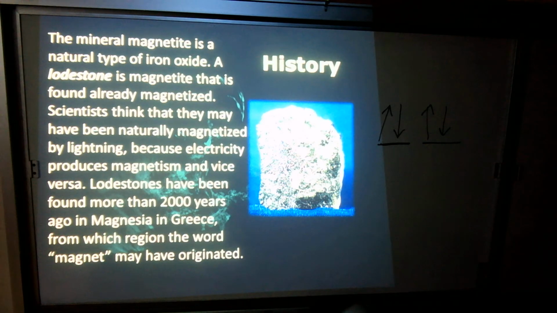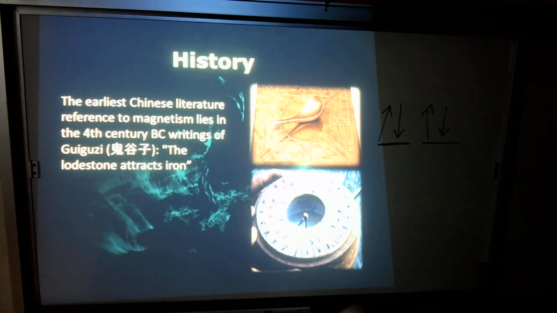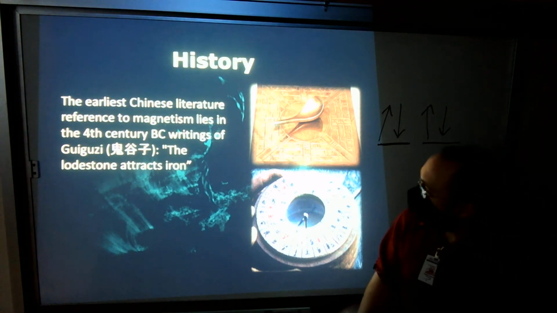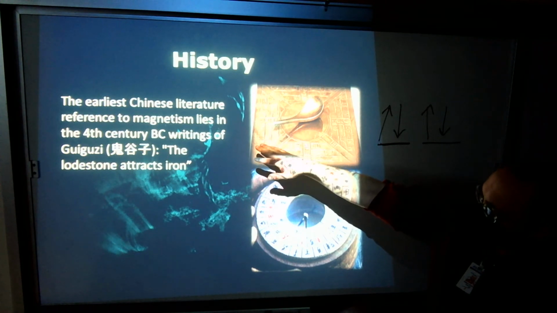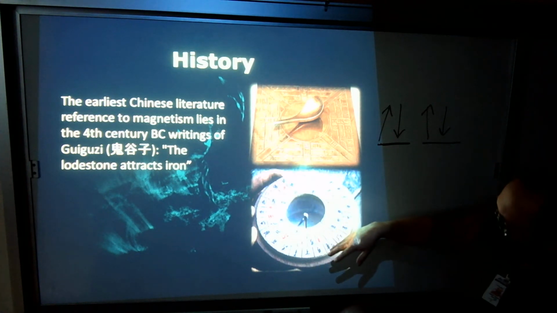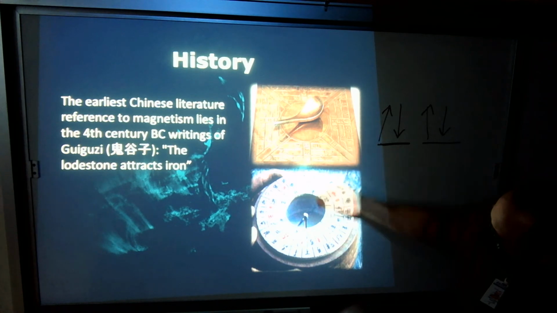I think that's 2 questions, right? Lodestone question and Magnesia question. Good? Can I go to the next slide? Like this? Okay. This is a compass. You got some ancient Chinese compasses here, 2,400 years ago. Pretty cool. Wow.